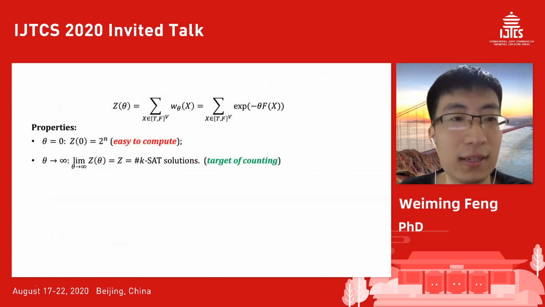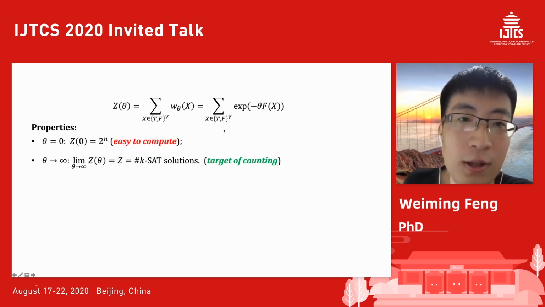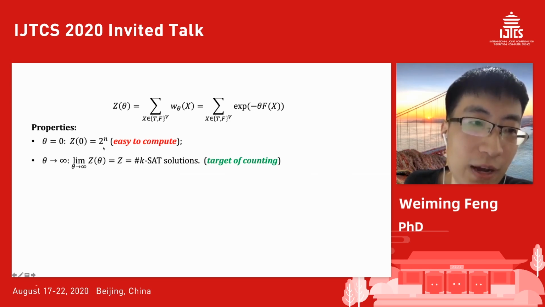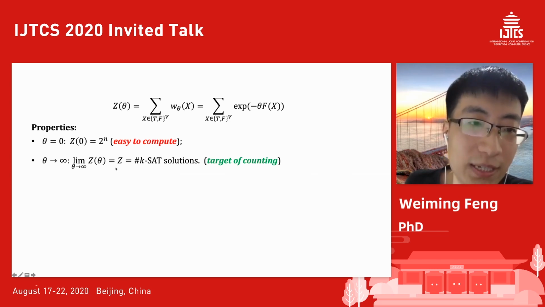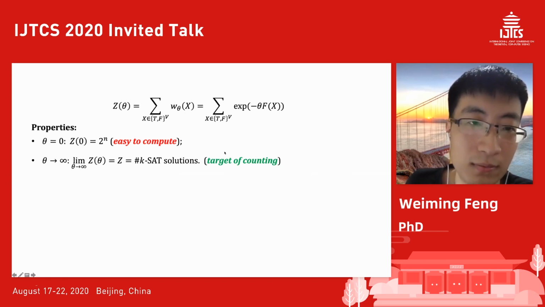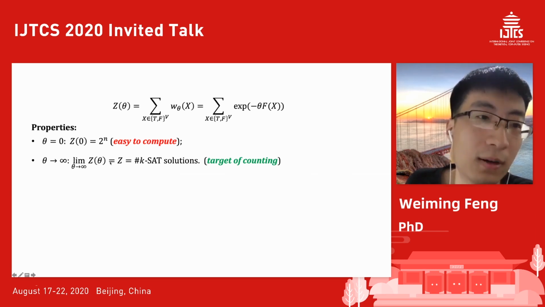Now let's consider some special cases. If the temperature theta is 0, then the weight of every assignment is 1, so the partition function is 2 to the n. If the value of theta approaches infinity, then if x is a satisfying assignment, f(x) equals 0, so the weight is 1. If x is not a satisfying assignment, the weight of x is 0, so Z(theta) is precisely the number of k-SAT solutions, which is the target of our algorithm.